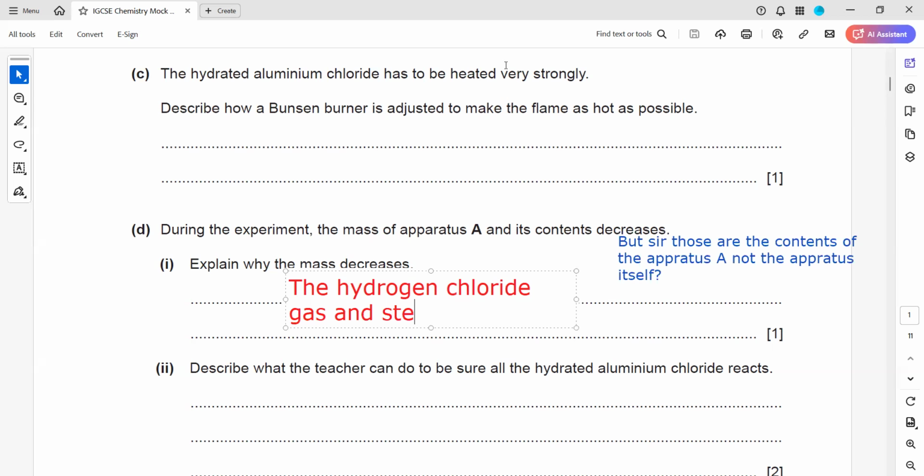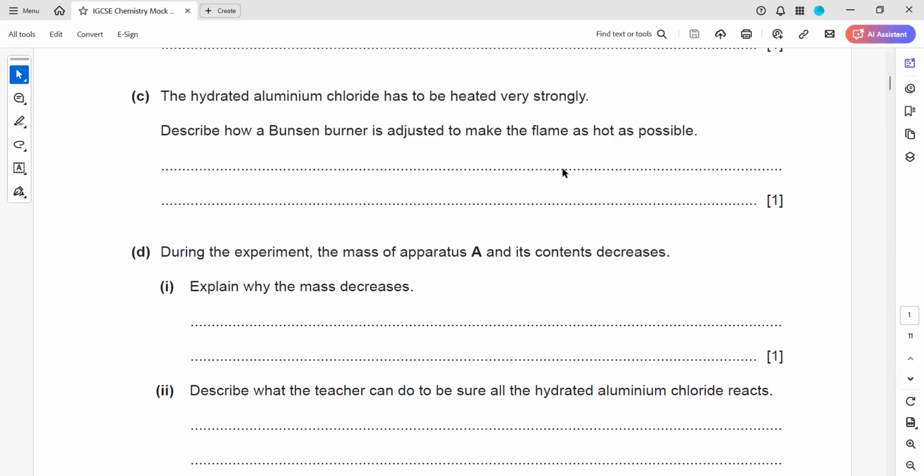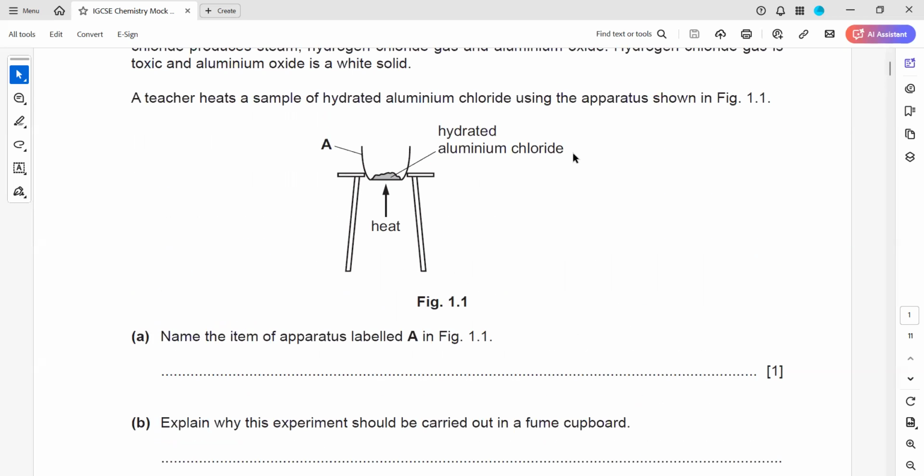What is apparatus A? Apparatus A consists of this compound. Apparatus A is a crucible which contains hydrated aluminum chloride. So when you supply the heat from the bottom, the hydrated aluminum chloride starts to decompose, which releases H2O, and it also releases steam because it's hydrated, and it turns into aluminum oxide, which is left behind.